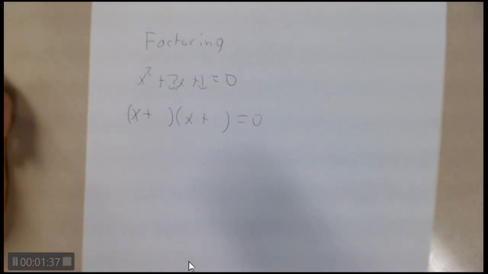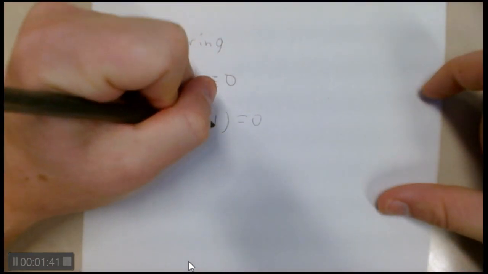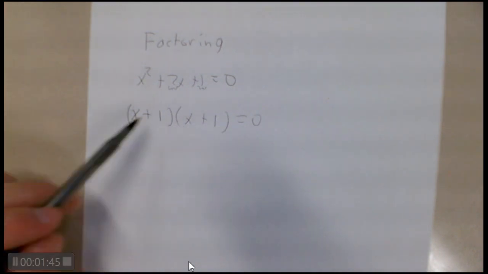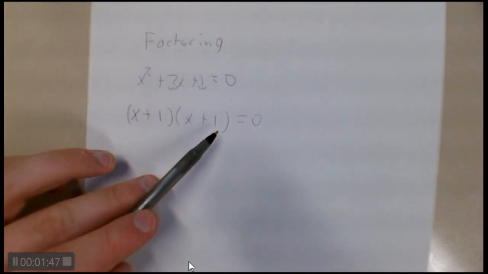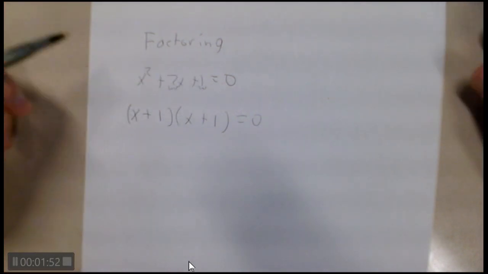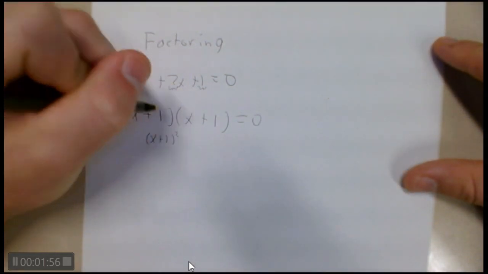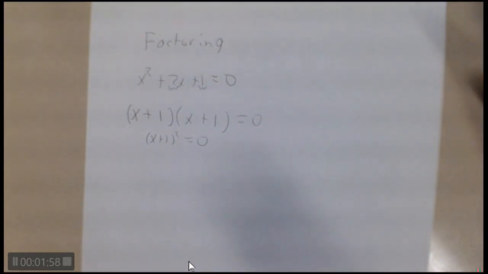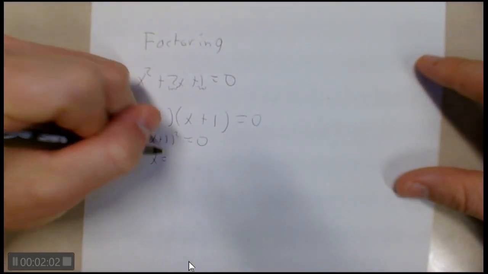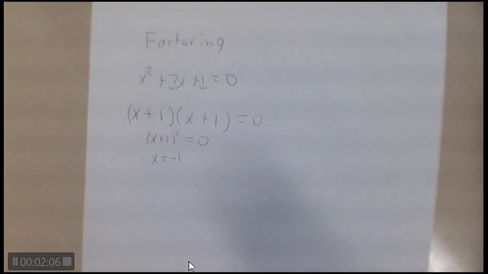Those two numbers are just going to be 1 and 1. So we're going to have x plus 1 and x plus 1. So when we multiply together x plus 1 times x plus 1, we're going to get x squared plus 2x plus 1. So we can rewrite that, of course, as x plus 1 squared equals 0. And then from there we know our x value is negative 1.